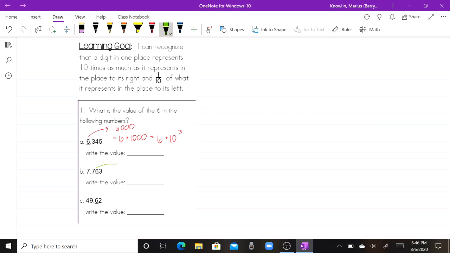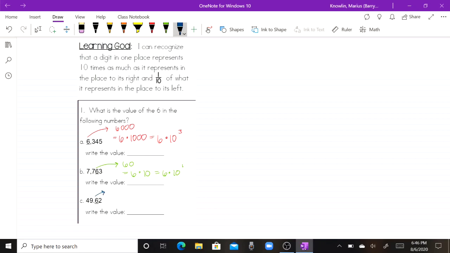Let's take a look at B. B has the 6 in the tens place, which makes that 60. But I could also write it as 6 times 10, or I could write it as 6 times 10 to the first power.